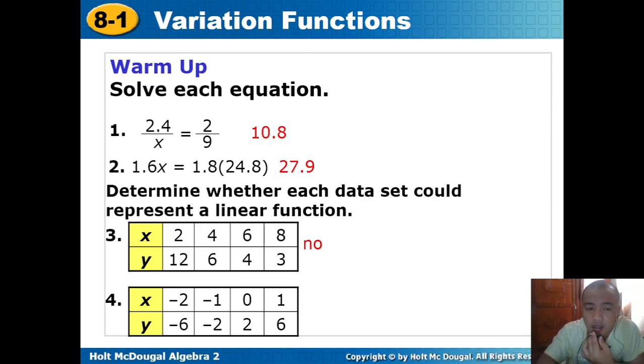That's a hyperbola already. But here, x is negative 2, negative 1, 0, 1 and y is negative 6, negative 2, 2, 6. As x increases, y also increases. So I think yes, it represents a linear function.